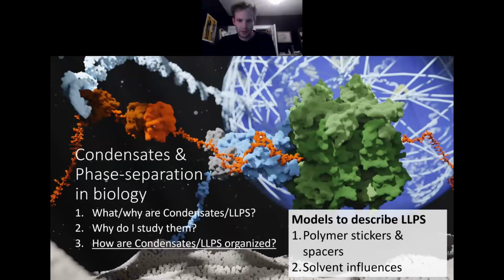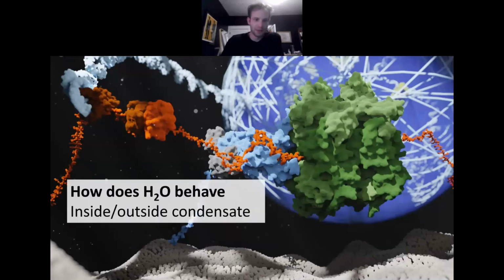So now we have some ideas to hold on to for what the polymers are doing and what the water is doing inside these phases. But to really sell this home, I wanted to understand, how does water actually behave inside and outside the condensate? When I say it has different bonds, what do I actually mean by this? What am I trying to invoke?